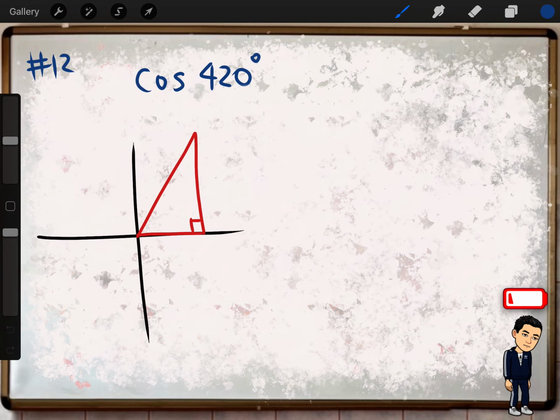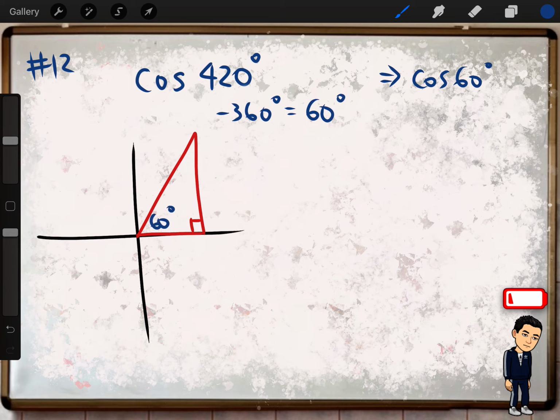Number 12, cosine 420. Basically, you have to spin one full circle counterclockwise, and then spin 60 degrees more. In order to determine what this is equivalent to, all you need to do is subtract 360 and you get 60 degrees. So cosine 420 degrees is basically cosine 60 degrees, which means your theta is going to be 60 degrees.